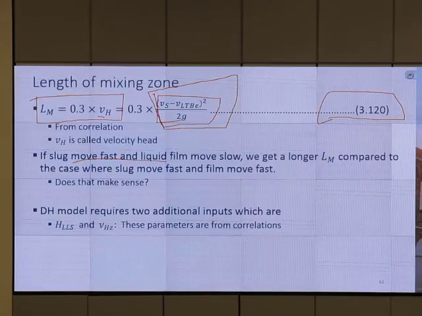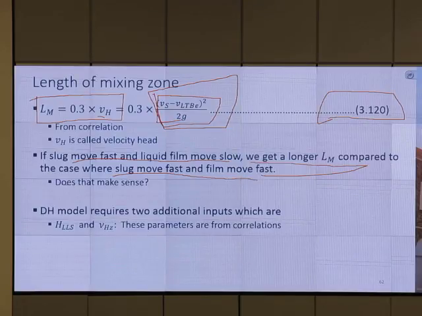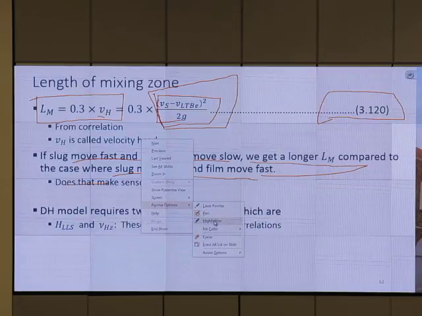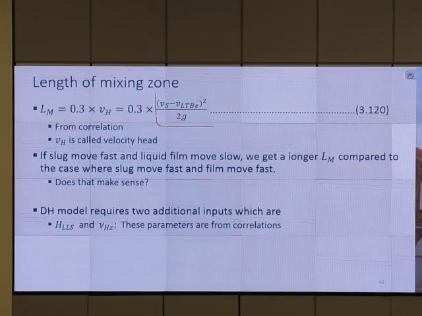If the slug moves fast and the liquid film moves slow, we get a longer LM compared to the case where the slug moves fast and the film moves fast. Does it make sense to you? Basically, we try to analyze this equation. If Vs is fast, the film moves slow. Slug body moves fast, a lot of Vs, but VTB is slow. So there's a lot of mixing. That's what this equation says. Does it make sense? We don't know. We have to see in the lab, but that's what Dr. Hanaba said about mixing length. We don't have the derivation.